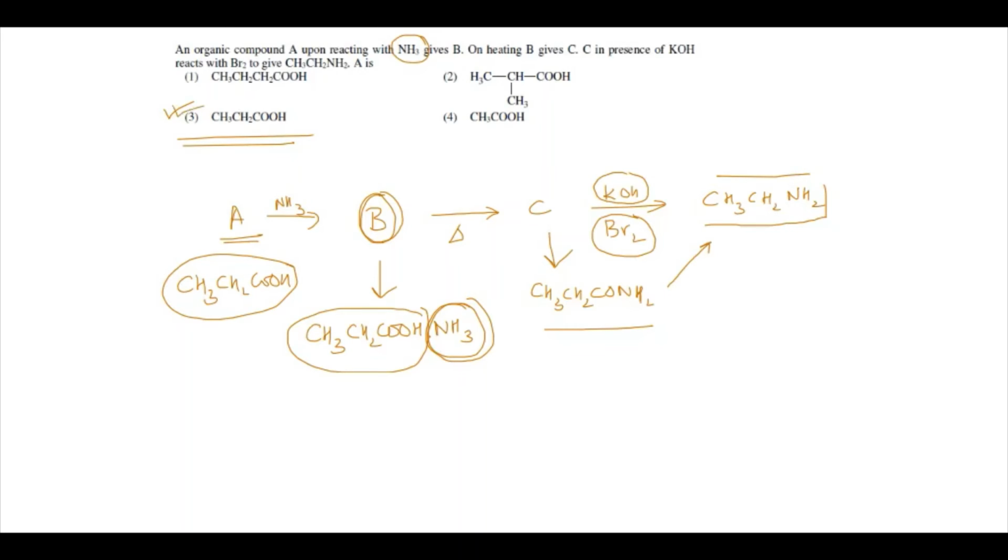So the overall reaction is like this: we have CH3CH2COOH as the acid, and the base ammonia reacts with the acid to form a salt. The salt can also be written like this, CH3CH2COO minus NH4 plus, which on heating gives the amide CH3CH2CONH2, which on treatment with KOH and Br2, that means Hofmann degradation, gives us the amine CH3CH2NH2. So our option 3 is the correct option for this question.